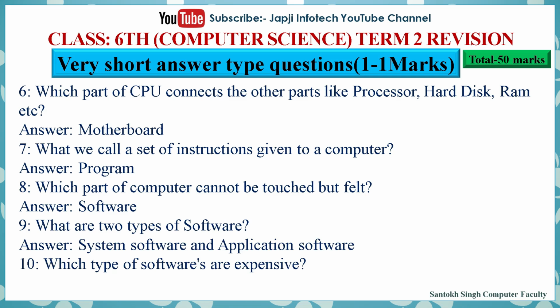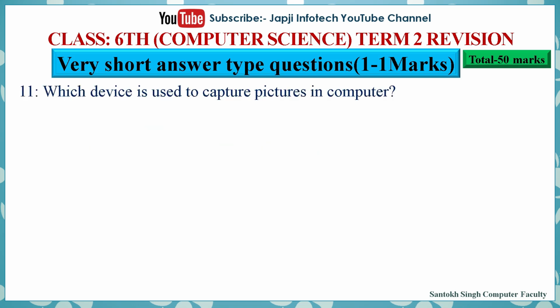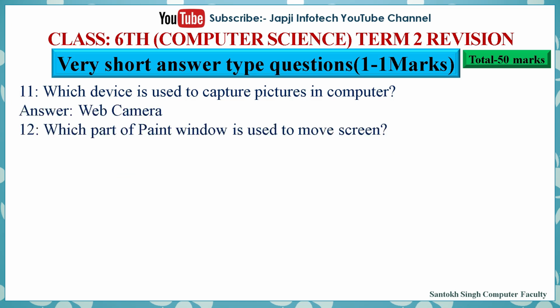And 10th one is which type of software are expensive? And the right answer is system software. 11th one is which device is used to capture pictures in computer? And the right answer is web camera. 12th one is which part of paint window is used to move screen? And the right answer is scroll bar.